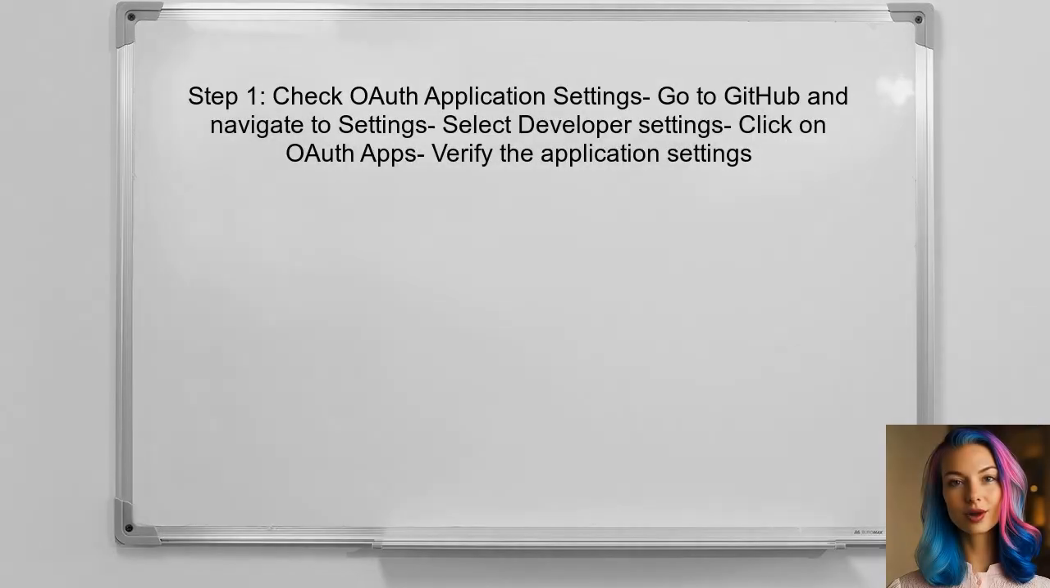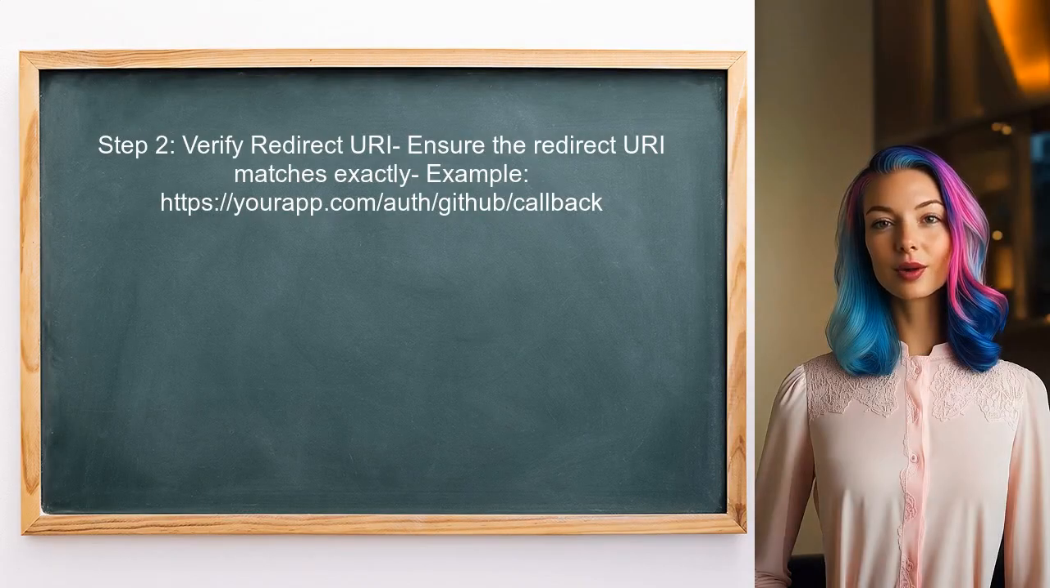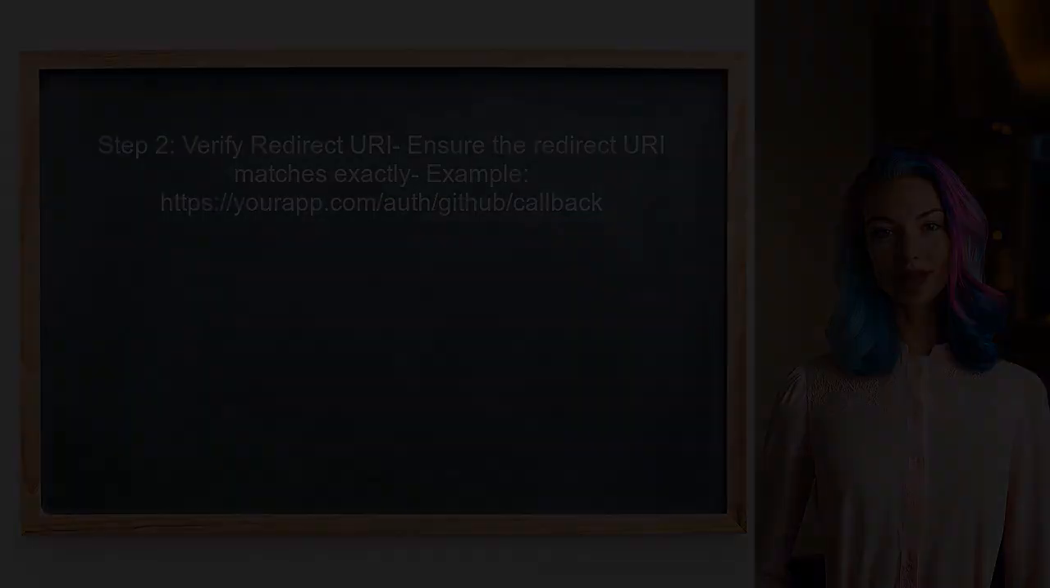To address the issue of the grayed out authorization button, the user should first check the OAuth application settings on GitHub. It's important to ensure that the application is configured correctly. Next, the user should confirm that the redirect URI specified in their GitHub application matches the one used in the authorization request. This is crucial for the OAuth flow to work properly.